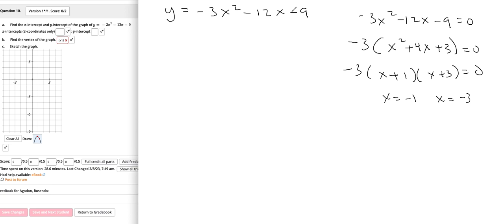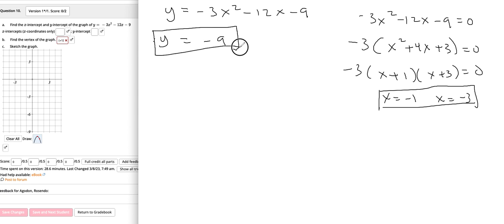For our y-intercept, that's where we let x equal 0. So if I do that, then all of this stuff drops out, and I'm left with negative 9. So there's my x-intercepts. And then there is my y-intercept. And then lastly, it asks for the vertex.